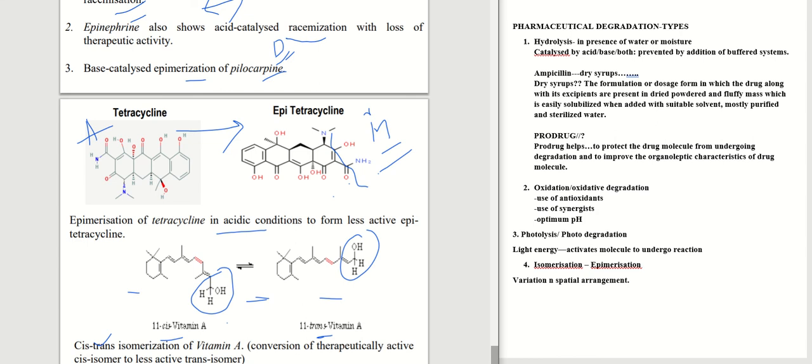The first one is hydrolytic degradation. Next one is oxidative degradation. Third one is photolytic degradation. Fourth one is epimerization and isomerization, which go together hand in hand. So we have seen in this lecture the various mechanisms of degradation, pharmaceutical degradation examples, and various methods to overcome these types of degradative mechanisms.